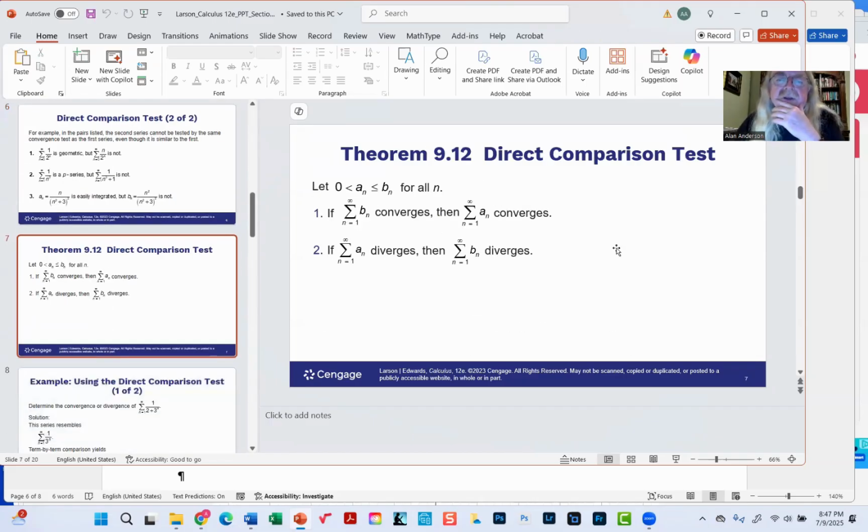So here's the direct comparison test. Assuming that for all the terms in two sequences, A and B, A is never greater than B, then if the larger of the two, the B's, converges, then A must also converge. On the other hand, if the smaller of the two diverges, then B must also diverge. So if we have a sequence that we're not so sure about, we can find another one with one of these properties and see if that will help us find whether we end up with convergence or divergence.